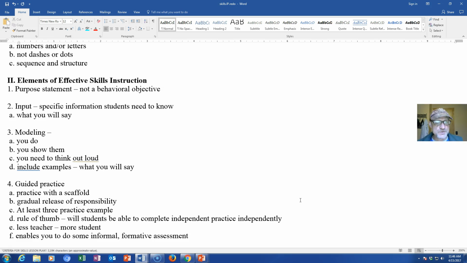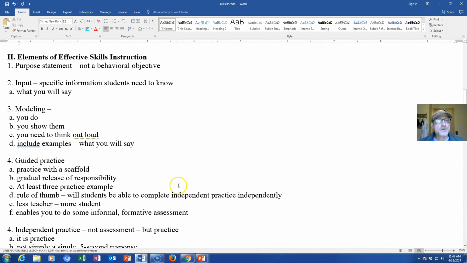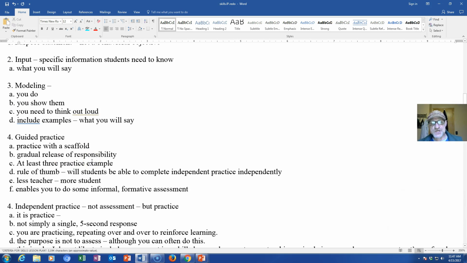So this means that you do it. You show them. You are thinking out loud. And when you are thinking out loud, in your lesson plan, you write down exactly what you are going to say. All right? Include examples and exactly what you are going to say in your modeling. All right? Scripted, but using outline or list form. All right? That is an important part of the input.